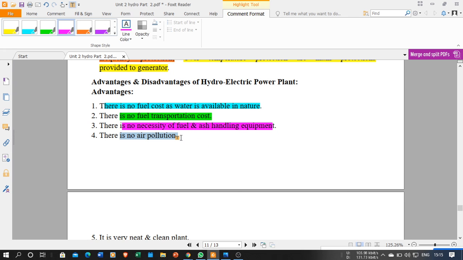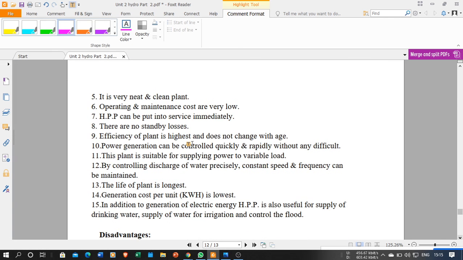There is no pollution. There is no burning here, gases are not emitted, so there is no pollution. There is no air pollution, soil pollution, or water pollution either. It is a very neat and clean plant. It does not emit any gases or cause any ash, so it is a neat and clean plant. Operating and maintenance cost is very low.